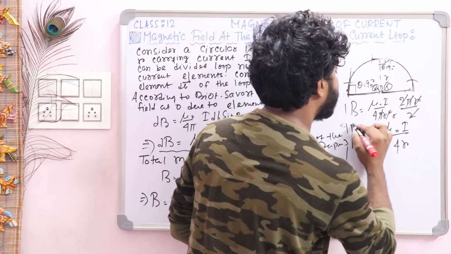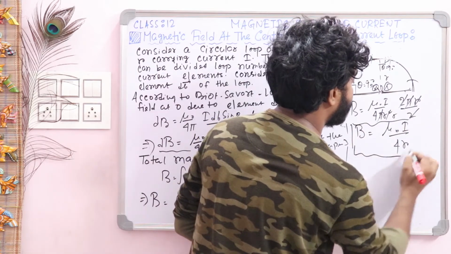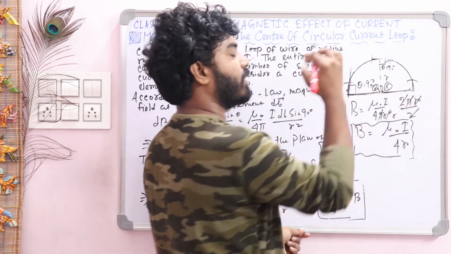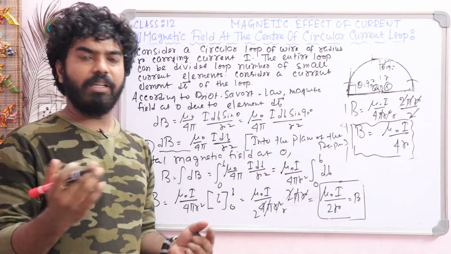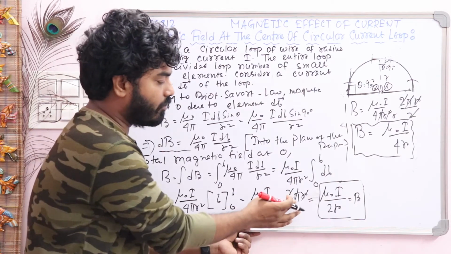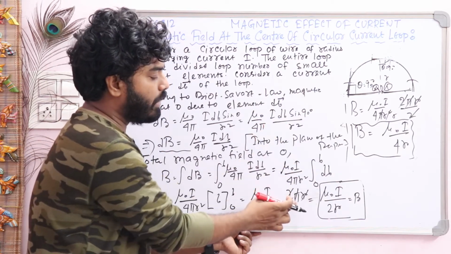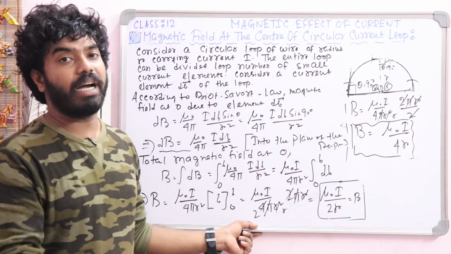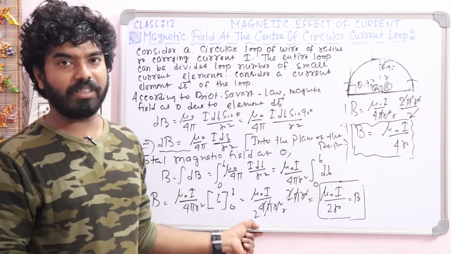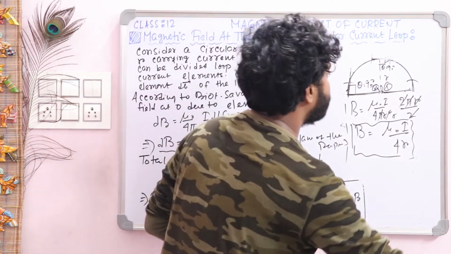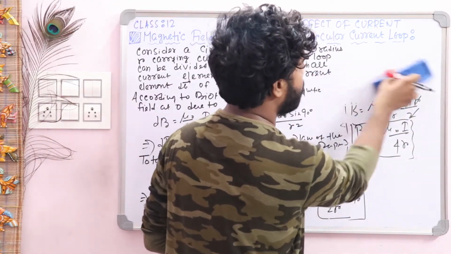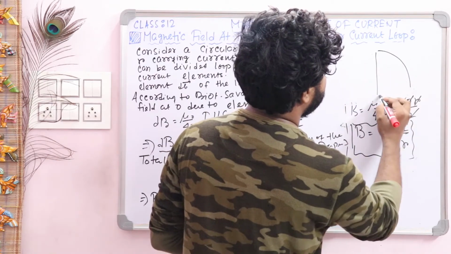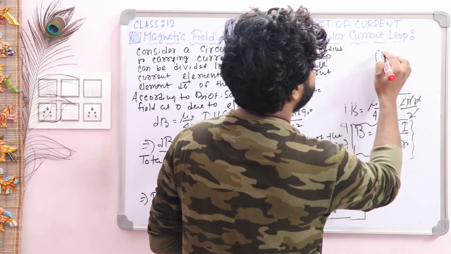So this is the expression of magnetic field at the center of a semicircle. Simple. For a circular loop, in the place of length you have to use 2 pi r; for a semicircle you have to use pi r, because this is a semicircle. Now if we find out the expression of magnetic field for this quadrant, what will be the answer?